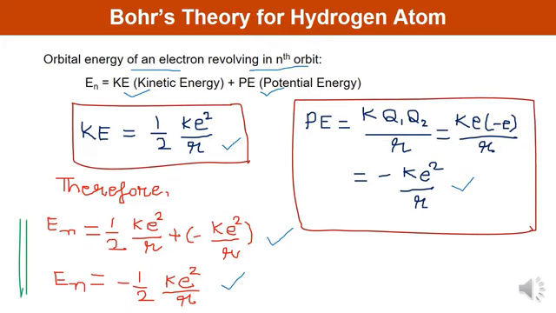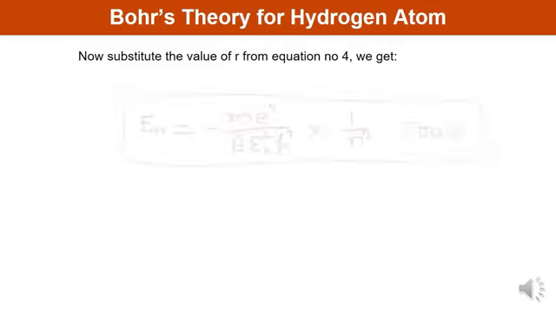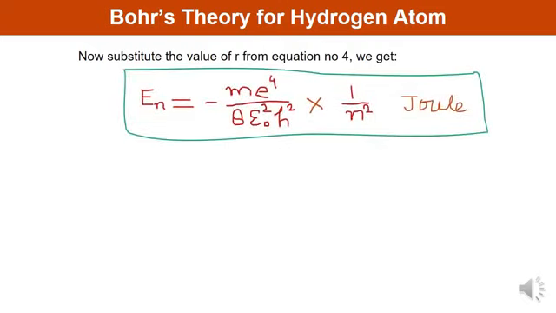Now you can calculate the orbital energy for different orbits by substituting the value of n equal to 1, 2, 3, and so on. So substitute the value of n. En will be minus m e⁴ upon 8 epsilon naught² h² into 1/n² joule. This is when you substitute the value of r from equation number 4.